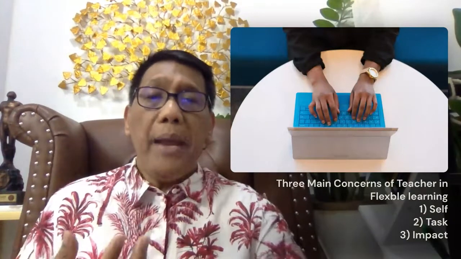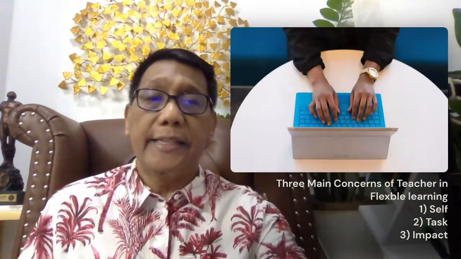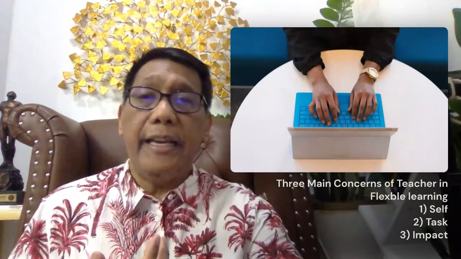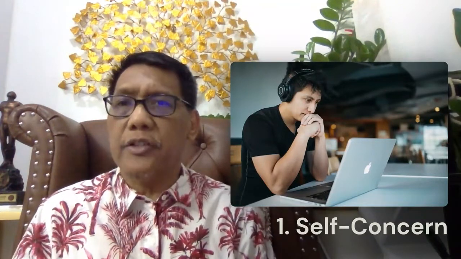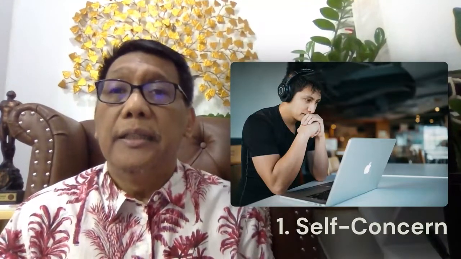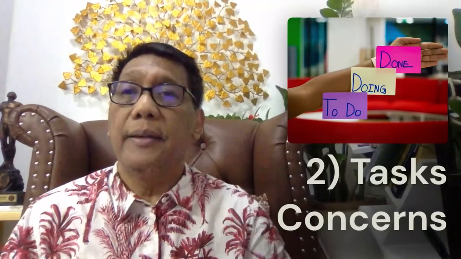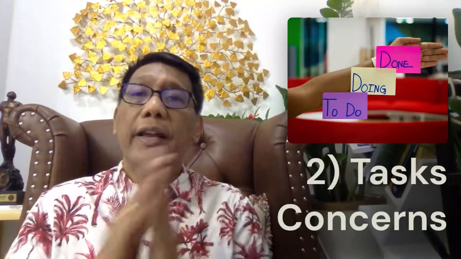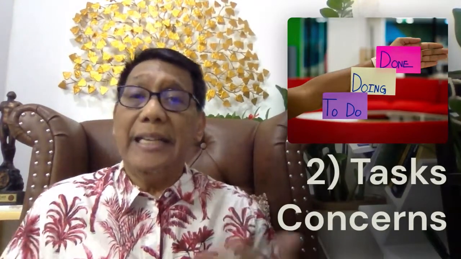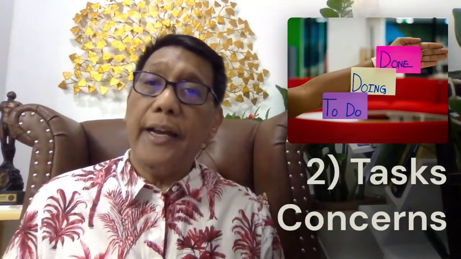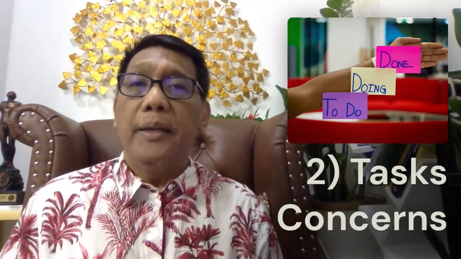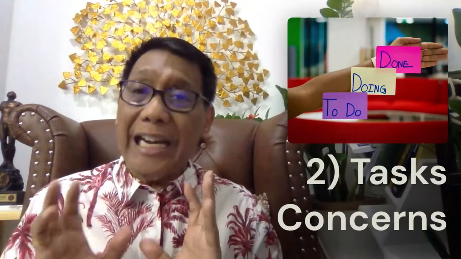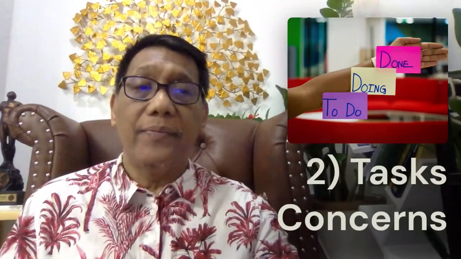So the main concerns of teachers in flexible learning are the self, the task, and the impact. Self-concern refers to the teacher's apprehension of self-preservation. Does the teacher have the ability to design and deliver flexible learning? Second, task concern refers to how flexible learning will change the tasks and techniques in class instruction, either offline or online. Does the teacher have the capacity or ability to introduce interactive and engaging activities?